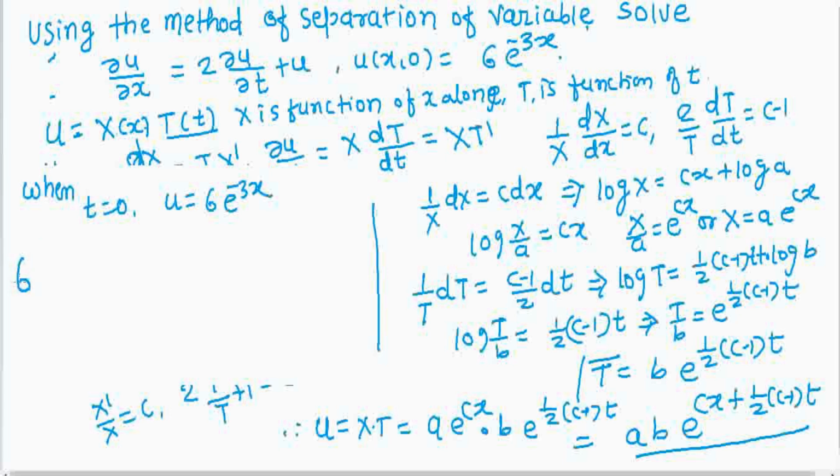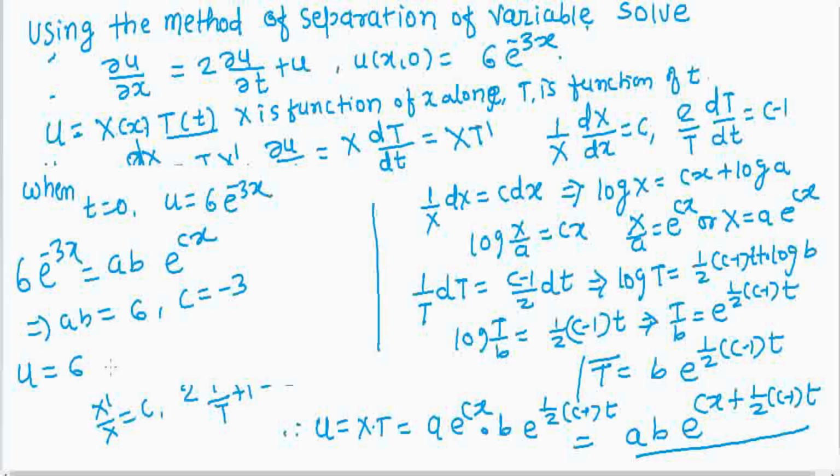Therefore we have 6 into e raised to minus 3x equal to AB into e raised to Cx, right? So this implies that AB equal to 6 and C is equal to minus 3. Substituting these values, we get u equal to 6 into e raised to minus 3x, and (C minus 1), that is minus 3 minus 1, which is minus 4 by 2, that is minus 2, into t. So we have the solution of this problem.